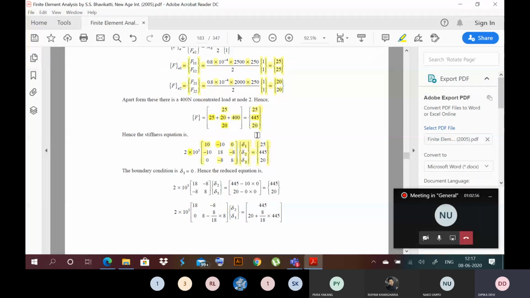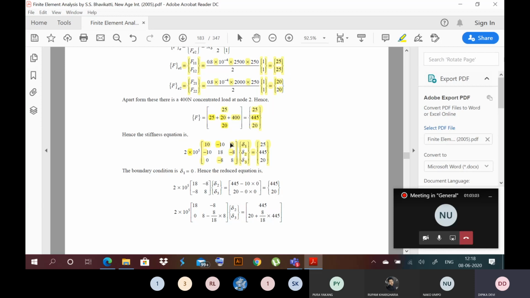The first equation will be 2 into 10 to the power 5 [times] 10 into delta 1 minus 10 into delta 2 plus 0 into delta 3, equal to 25 plus R1. And 0 into delta 3 will be 0. It will be nothing but 2 into 10 to the power 5 into minus 10 into delta 2, equal to 25 plus R1. So that equation will give you the value of R1, or the reaction. Got it? So that way we got the solution.